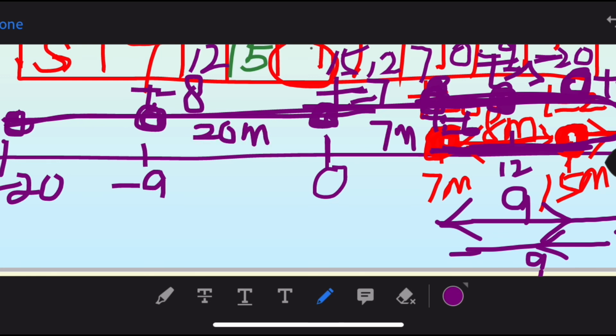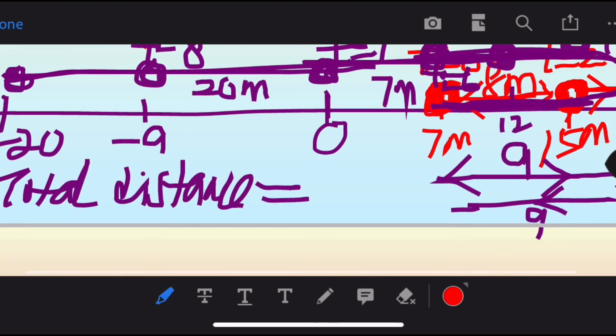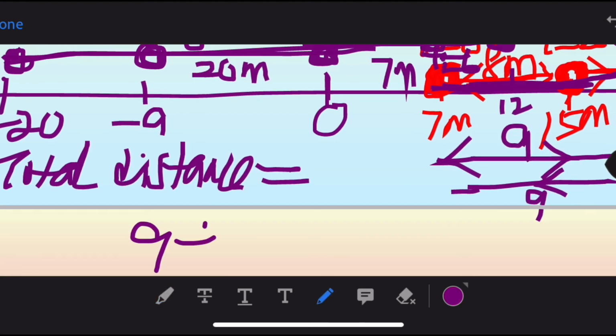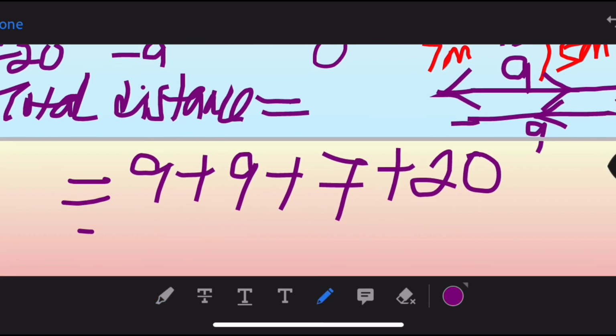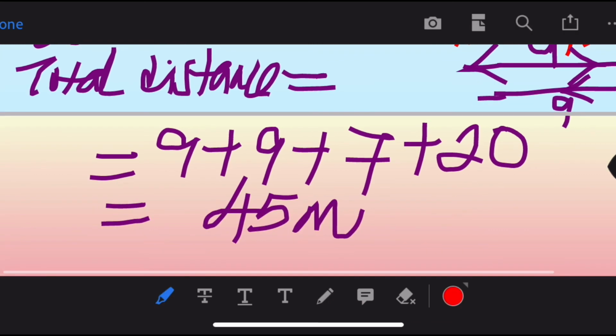For the distance, if we count the total distance, we must count the magnitude, right? So it will be 9 plus 9 plus 7 plus 20. So the answer for the total distance is 45 meter. That is the answer for the total distance traveled in the first 9 seconds.